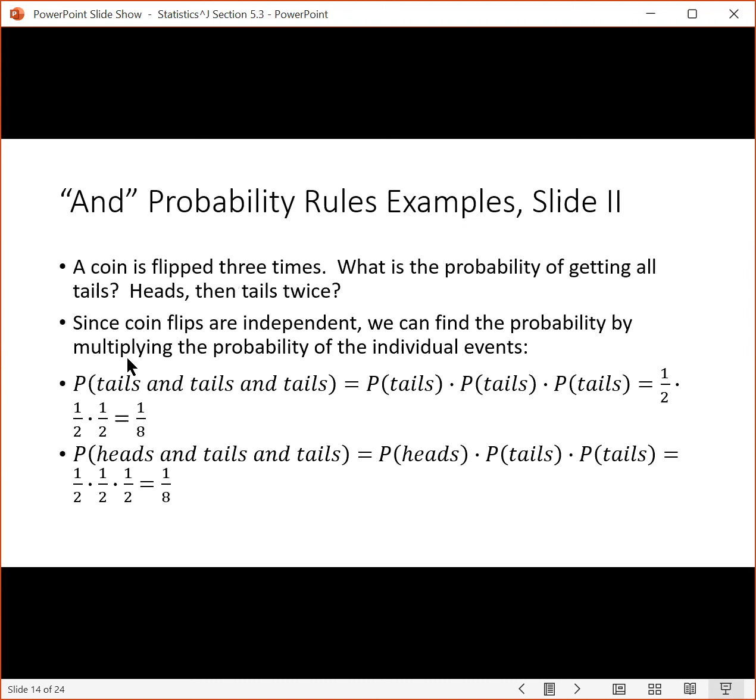You can find the probability by multiplying the probability of the individual events. So if we want to find the probability of tails and tails and tails, then we can find that by multiplying probability of tails times probability of tails times probability of tails. So each time it's 1/2. So we get 1/2 times 1/2 times 1/2, which is 1/8.